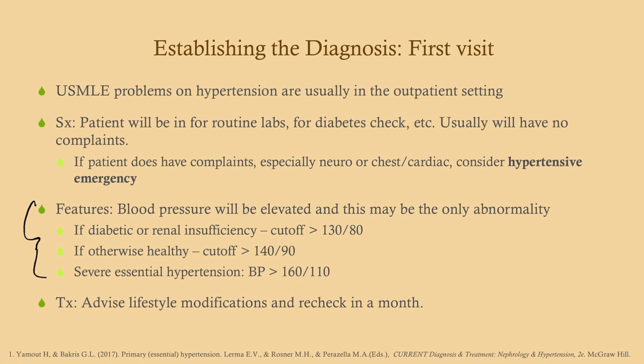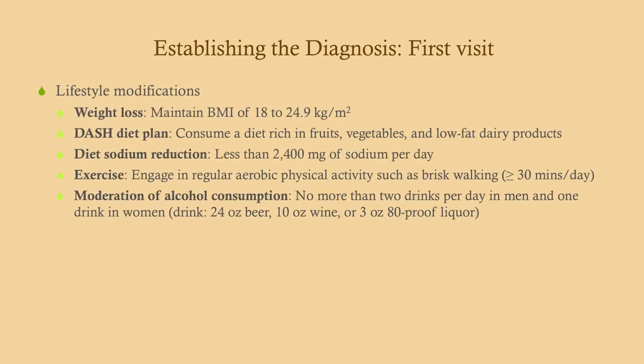The treatment is always lifestyle modifications, and you want to recheck them in about a month to see how they're doing. Now, that being said, there are instances in which we would start antihypertensives immediately. So these are the lifestyle modifications. We want them to lose weight, get into a normal healthy range, BMI of 18 to 25. The DASH diet plan, sodium restriction, exercise, and moderation of alcohol consumption.